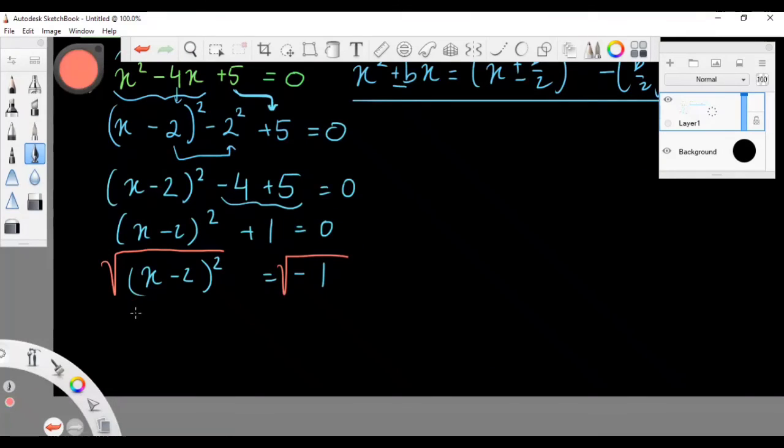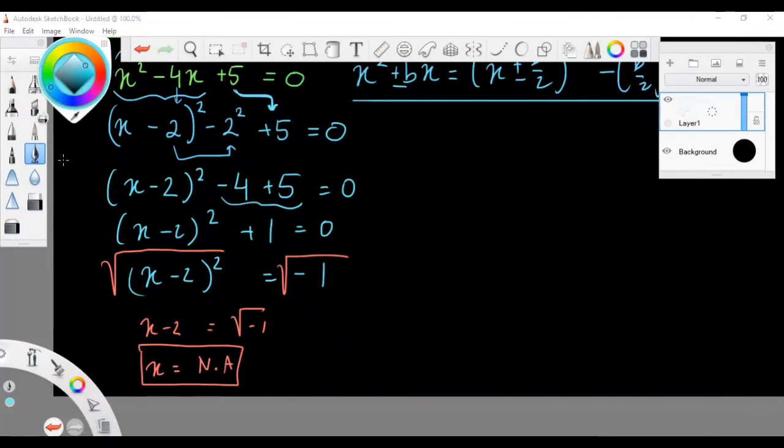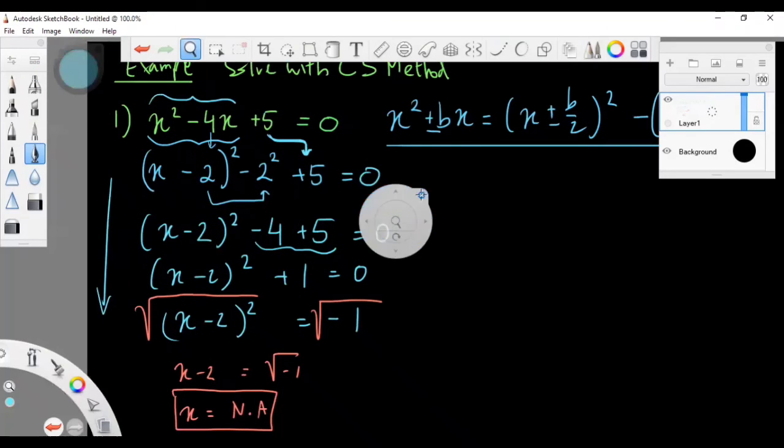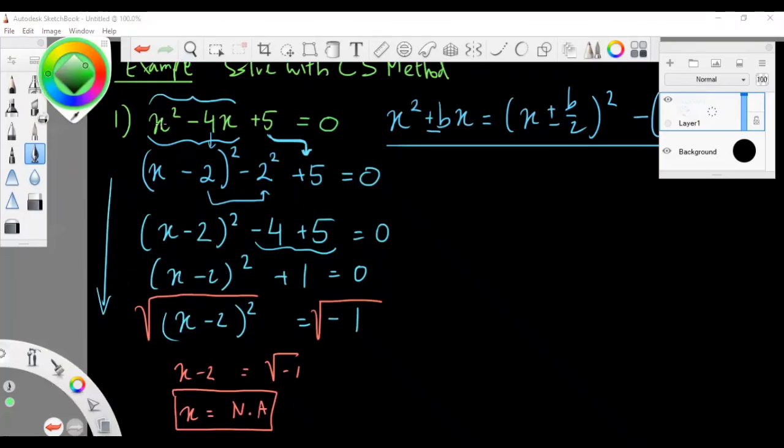So x minus 2 equals the square root of minus 1. So x equals non-existent, or no answer at all in your grade. So actually there is an answer with the imaginary number, but we don't focus on this yet. But we know how to do this with the complete square. So the blue part is the complete square method, right? So I think this is the hard question. Let's do it in a simple question.